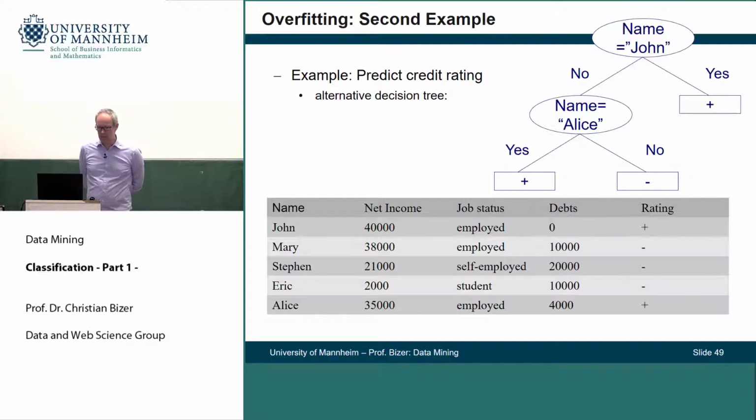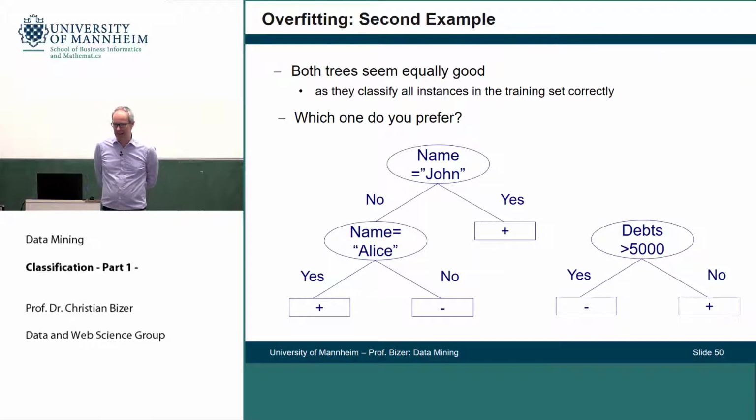Intuitively, we know that this tree doesn't make sense at all. But if we look at the training data, the tree also fits the training data perfectly. So we need some additional input for deciding which of these trees potentially makes more sense, potentially generalizes better. And for this decision, we go back to the Middle Ages.